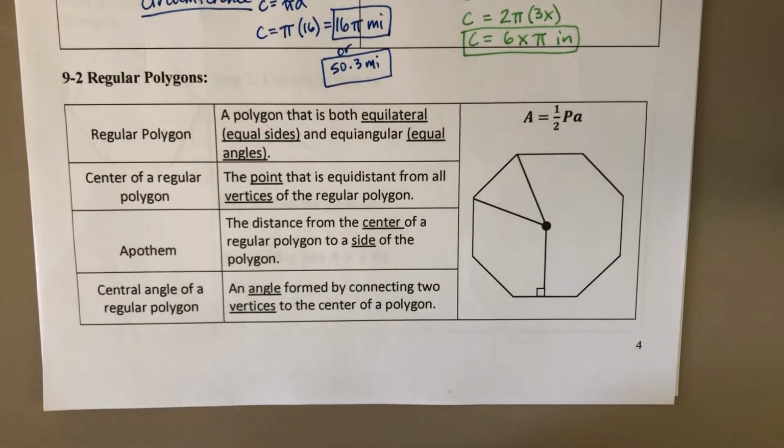So we're going to go over from Chapter 9, Section 2, how to find the area for regular polygons. Now to do that we have to define some terms, and so you can see our vocab here.